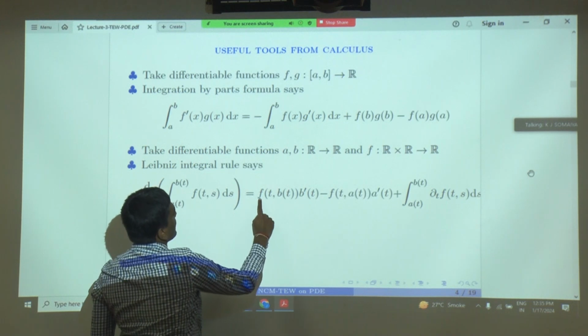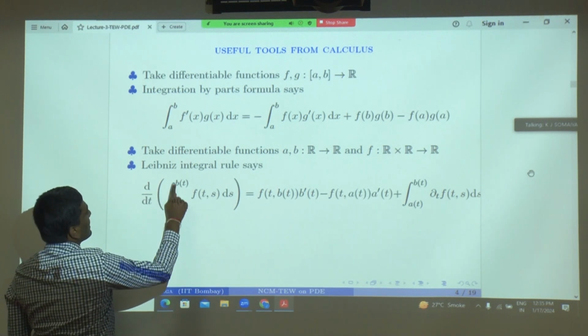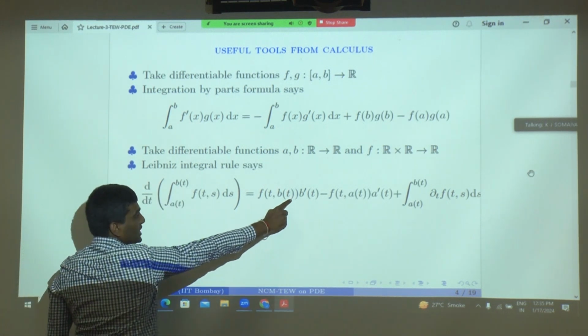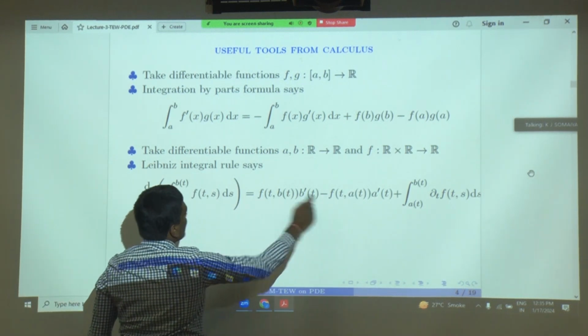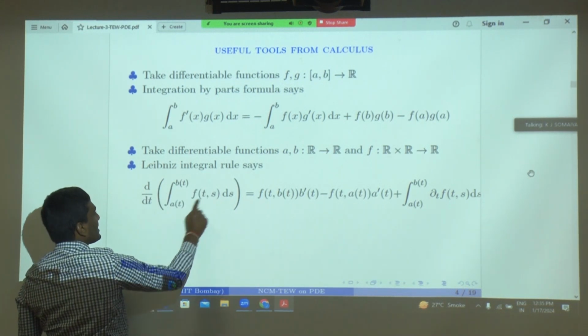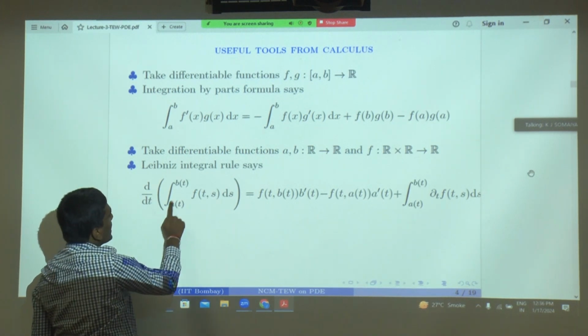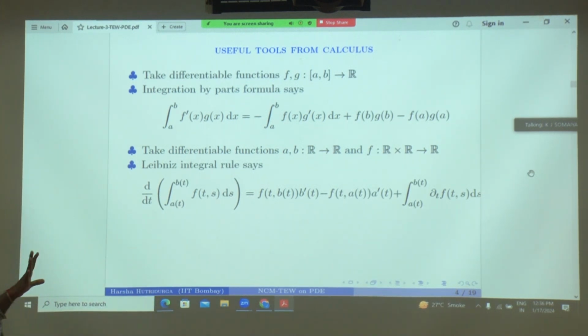This first term is just the evaluation of the integrand at the topmost endpoint, that is b of t, multiplied by the derivative of b. Then minus, similarly, you take the integrand, evaluate at the bottommost endpoint, and multiply by the derivative of a. That's it. So we will try to remember this formula.